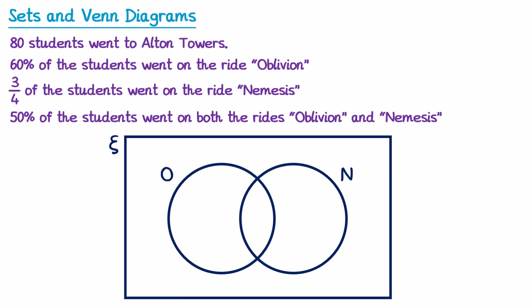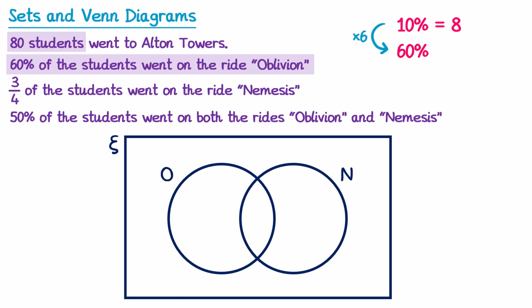For a question like this, I would try and work out all of the percentages and fractions first, and turn them into frequencies. So let's start with 60% of the students that went on the ride Oblivion. This means we need to find 60% of the 80 students mentioned in the question. To do this, I would find 10% first, by dividing 80 by 10, which is 8 students. Then to get 60%, we can multiply this by 6. 10% times 6 is 60%, and 8 times 6 is 48. So when it says 60% of the students went on the ride Oblivion, that's just saying 48 students went on the ride Oblivion.